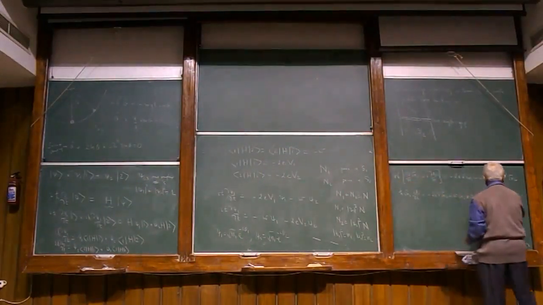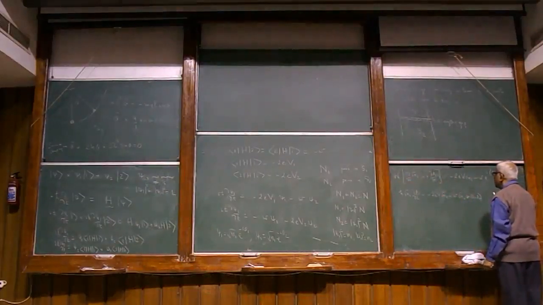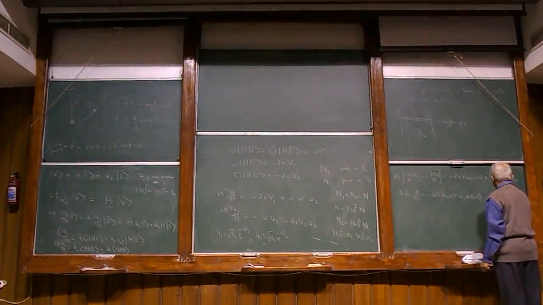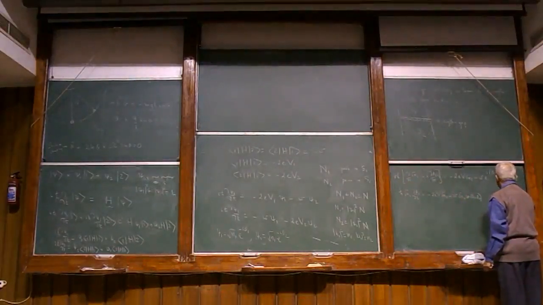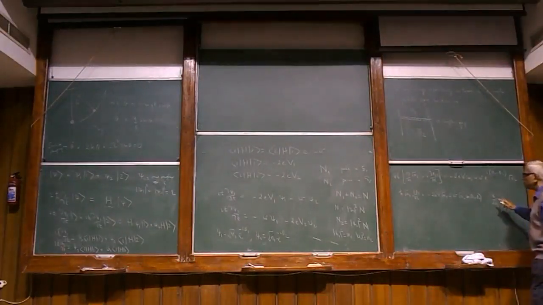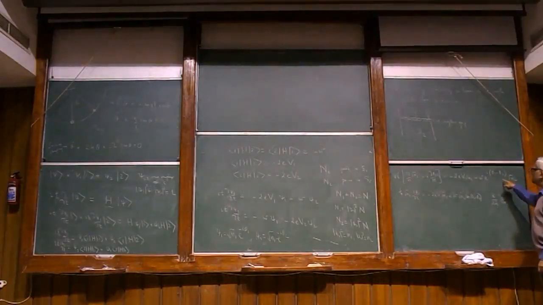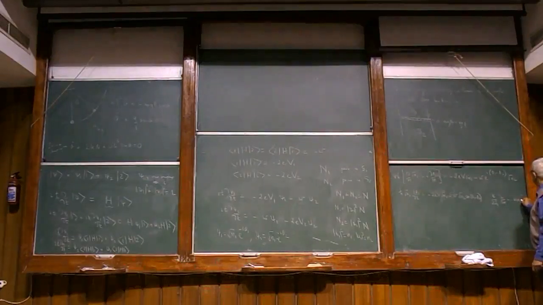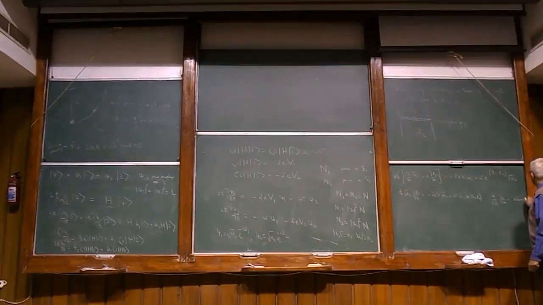Real part is done. The imaginary part: h bar over 2 square root of n1 del n1 del t is equal to, there is a minus here, minus w square root of n2 sine of theta 1 minus theta 2.